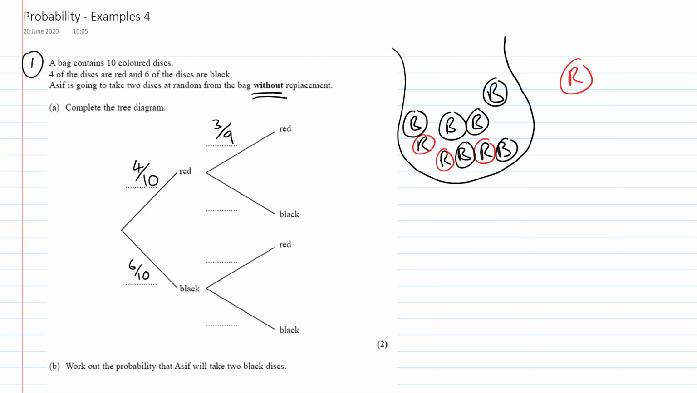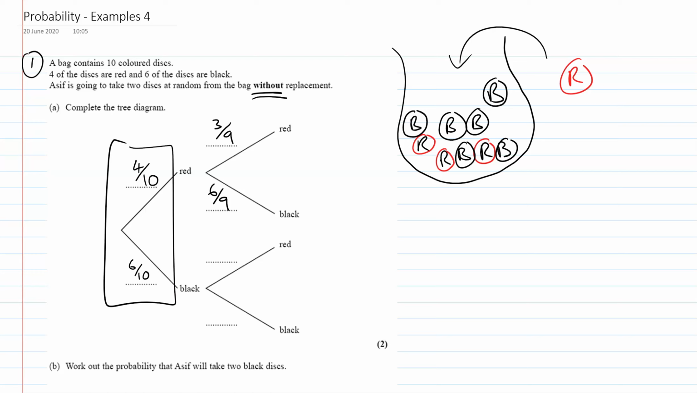Again, I won't simplify here. And just to double check, we know we've not taken any black discs out, so there's still 6 in there. But we have taken 1 out in total, so there's only 9 in total. We can see the 6 in there and the 9 in total in there. So notice how the probabilities change, and that's all because of this one word, without replacement. If it says with replacement, that means this disc's going back in, so the probabilities reset, and everything will look like this on every single pull.